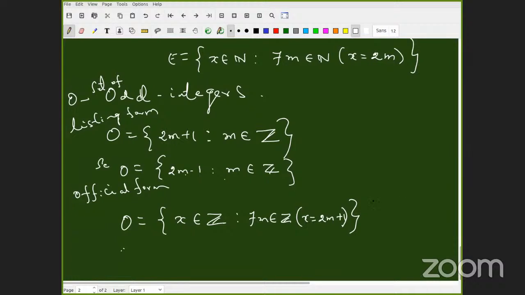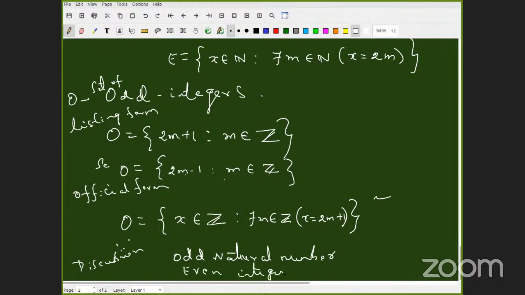Understand? Very good. Excellent. So what is the discussion? First finish this discussion. Our other questions are odd natural numbers. Other question, try to describe odd natural numbers, even integers. Just to see whether you understand.